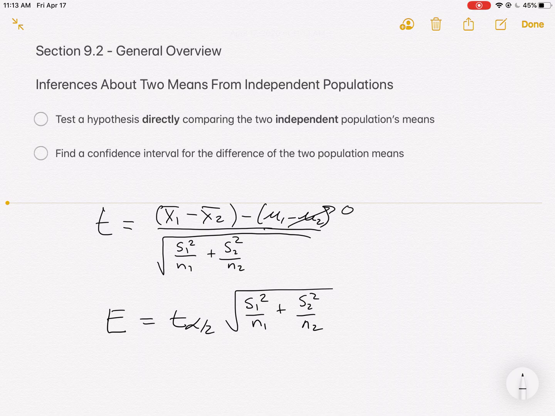So I'll go ahead and put up some 9.2 examples that you can then look and see.